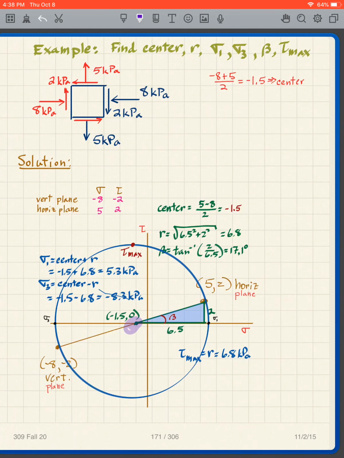Once I know that, I can draw my little triangle here. Again, I could draw this triangle over here if I wanted. And from that triangle, I can just use subtraction. That's 6.5, and that's 2. So R is going to be the square root of 6.5 squared plus 2 squared. Beta is the arctangent of 2 over 6.5. Sigma 1 is the center plus the radius. Sigma 3 is the center minus the radius. And tau max is equal to the radius. So we have all of our information here.